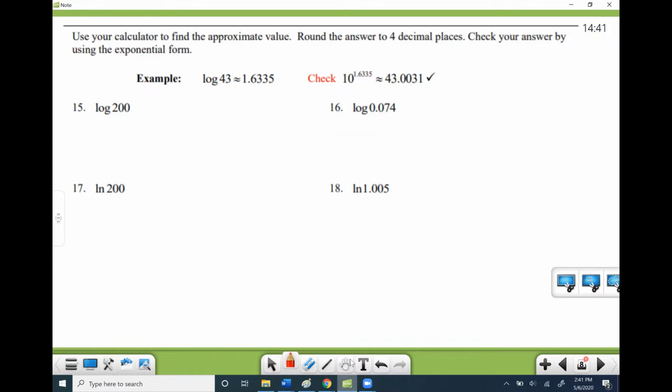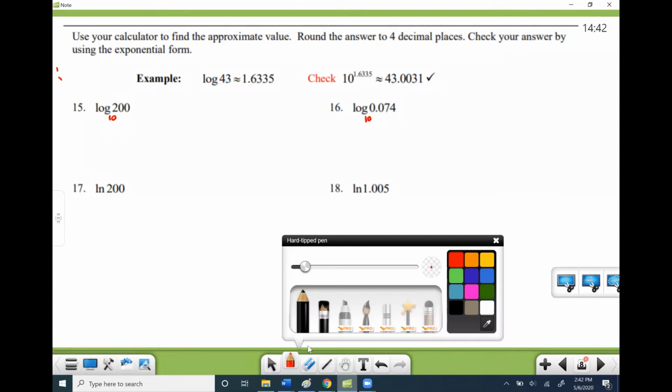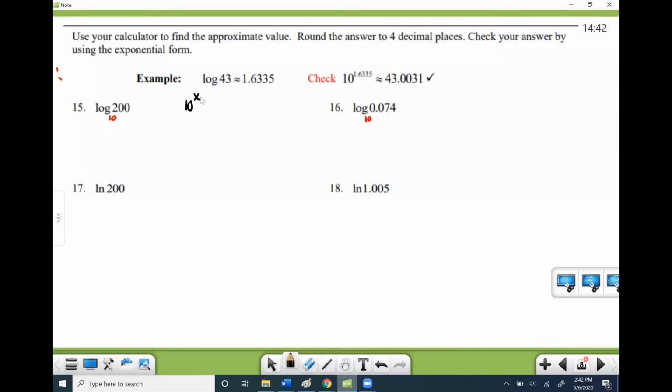Okay. So we said if there's no base and it's log, what's in the bottom? Very good. I'm going to put my little 10s here, you guys. Okay. So the question here is 10 to the what power? 10 to the what power is 200 is the question we want to answer.